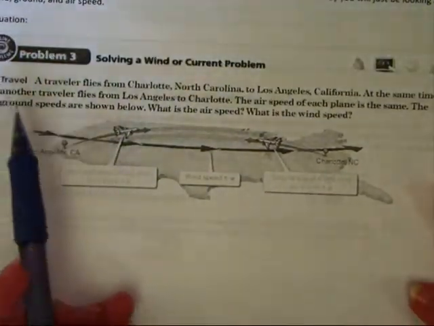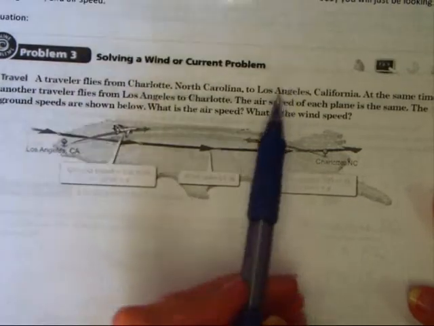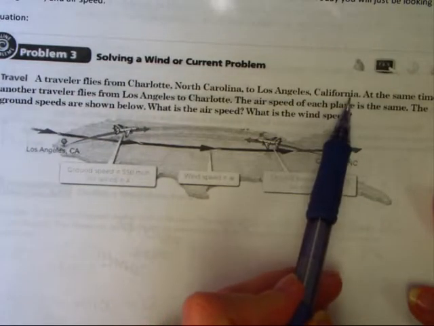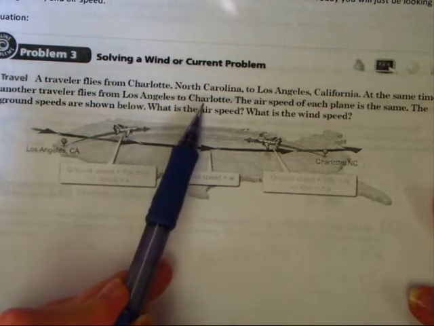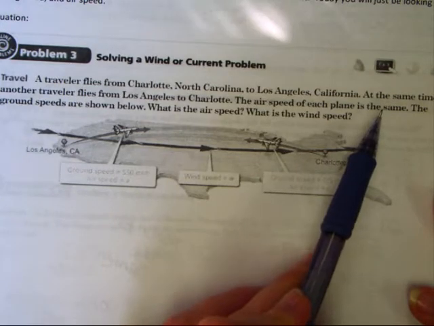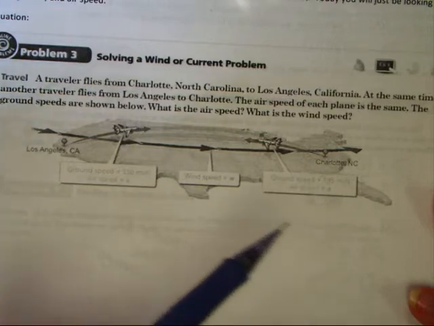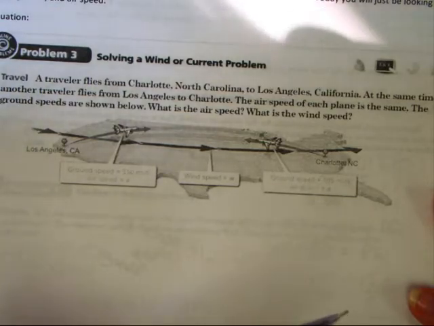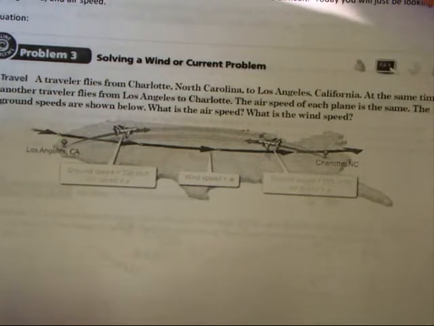Let's take a look at what we have. A traveler flies from Charlotte, North Carolina, to Los Angeles, California, and at the same time another traveler flies from Los Angeles to Charlotte. The airspeed of each is the same. The ground speeds are shown below. What is the airspeed? What is the wind speed? All right, let's go ahead and try to dig this problem apart.